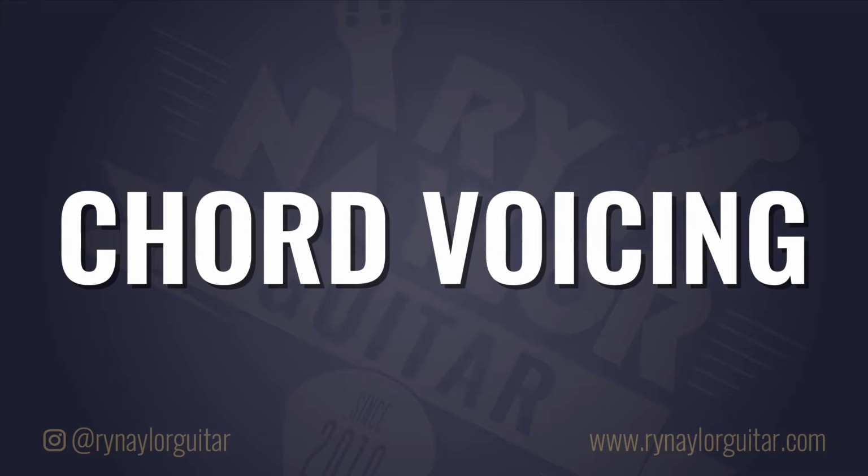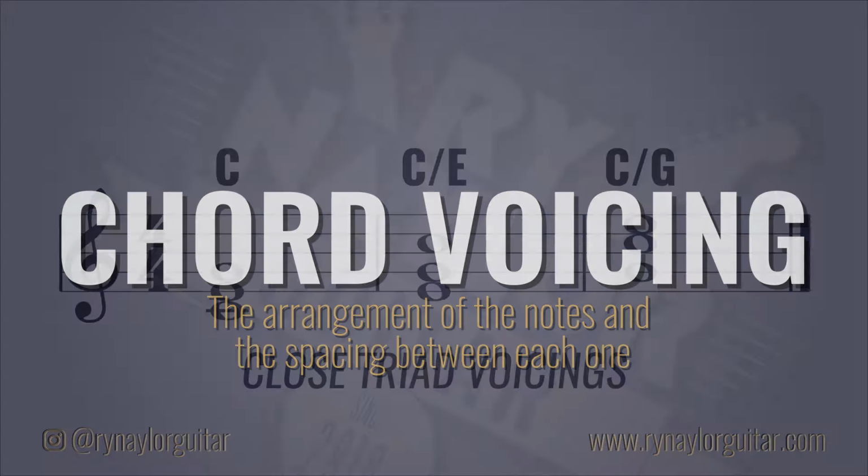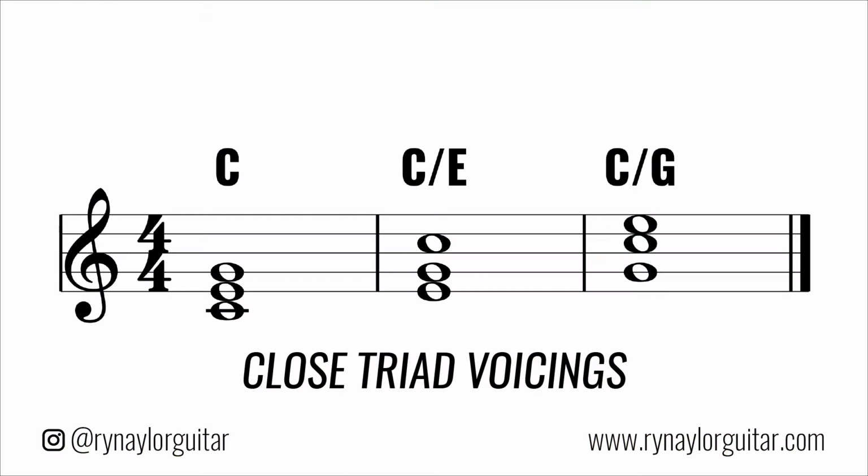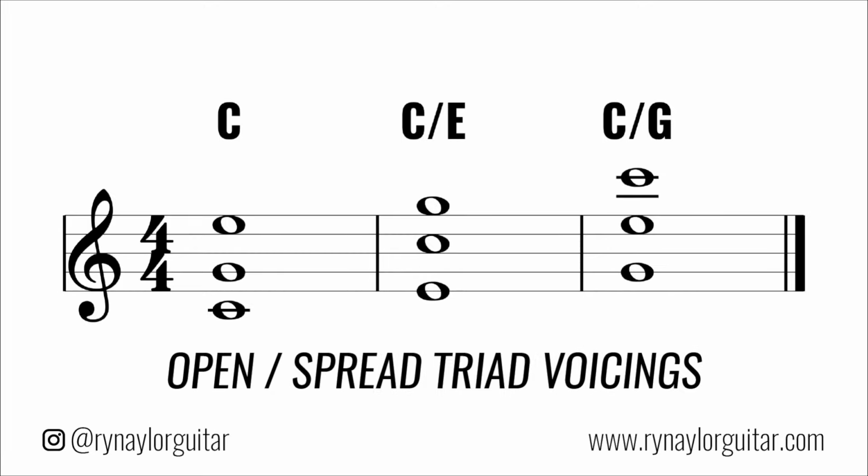A chord voicing relates to the arrangement of the notes and the spacing between each one. A voicing is close when the notes are quite literally as close as they possibly can be to one another within 1 octave, the opposite of which is known as an open or spread voicing, in which the intervals extend beyond 1 octave.